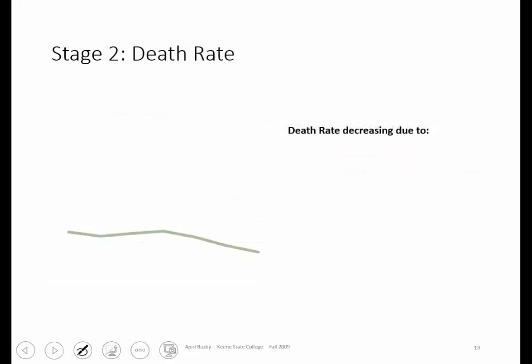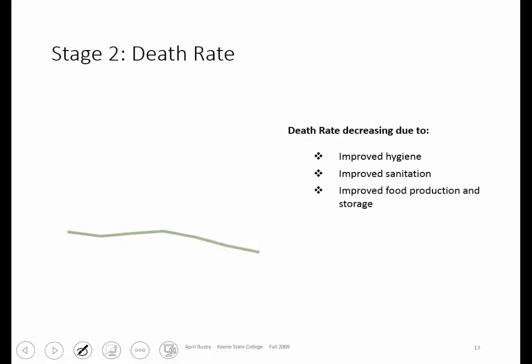Death rate decreases due to improved hygiene. Personal hygiene is one of the most important factors in decreasing death rate and decreasing disease. Just washing your hands. Improved sanitation. Even now, you have a billion people, 2 or 3 billion people without indoor plumbing and toilets and running water.